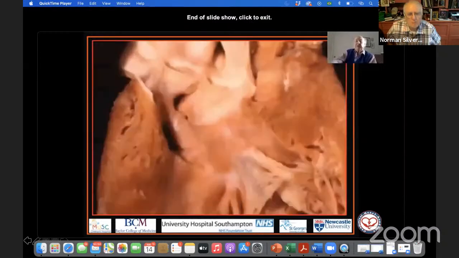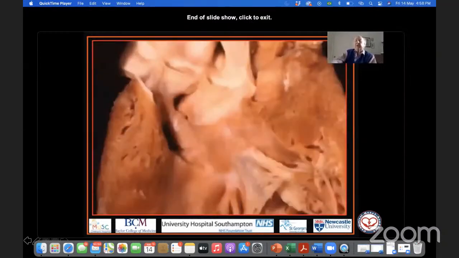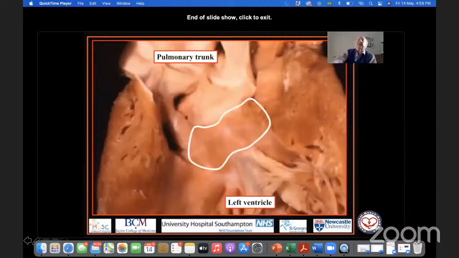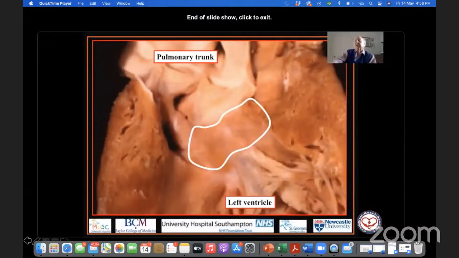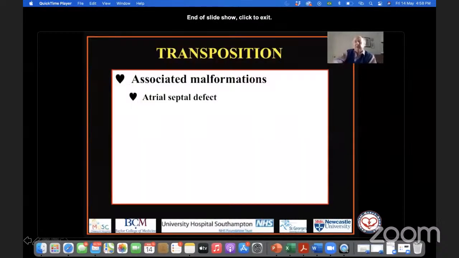So these are the things we're going to be looking at. We're going to be concentrating on the associated malformations, but you're going to see a heart that is very similar to this. The left ventricle is giving rise to the pulmonary trunk. We have discordant ventricular arterial connections, and the presence of a muscular subpulmonary infundibulum does not alter the fact that the ventricular arterial connections are discordant. But what we are concentrating on today are the associated malformations.